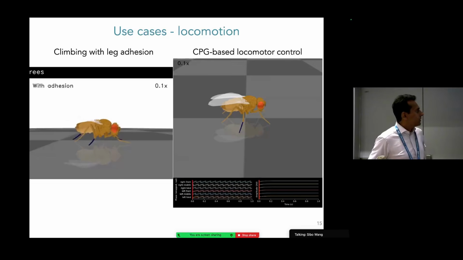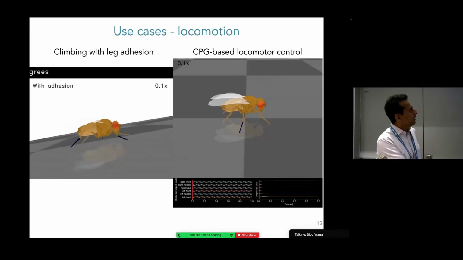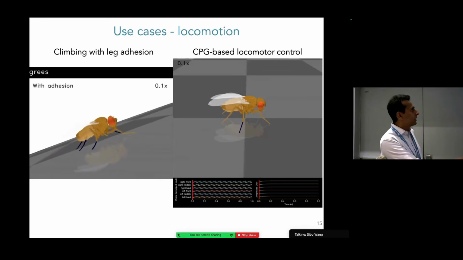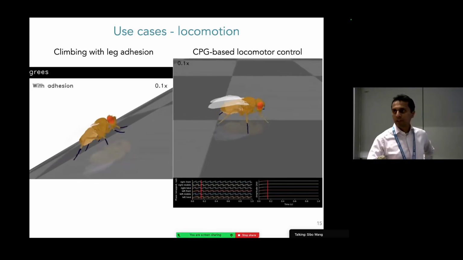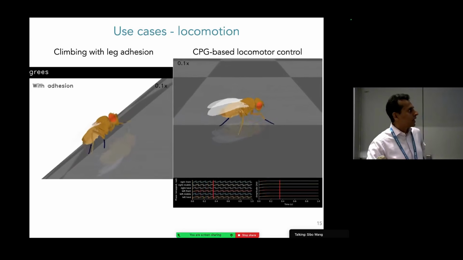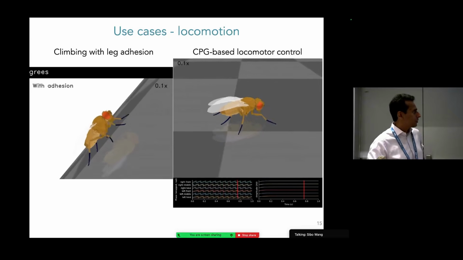So the initial use cases were locomotor. The first thing is that by adding adhesion, we can have our simulation walking on increasingly slanted surfaces. Another use case that I'll just briefly talk about is that we have CPG-based locomotor control, or we can have feedback-based control, so this sort of dichotomy between distributed control versus centrally generated control with CPGs.